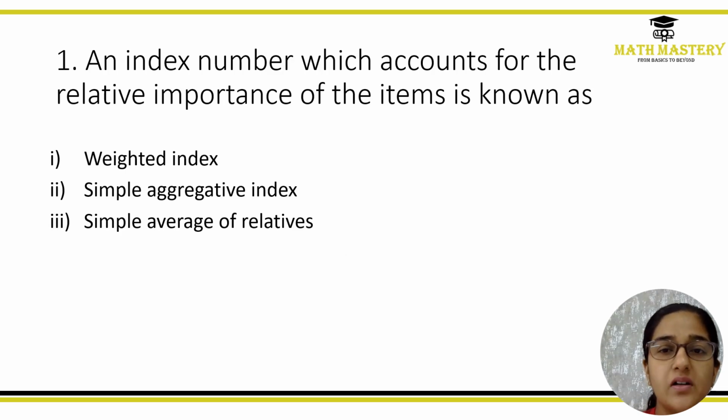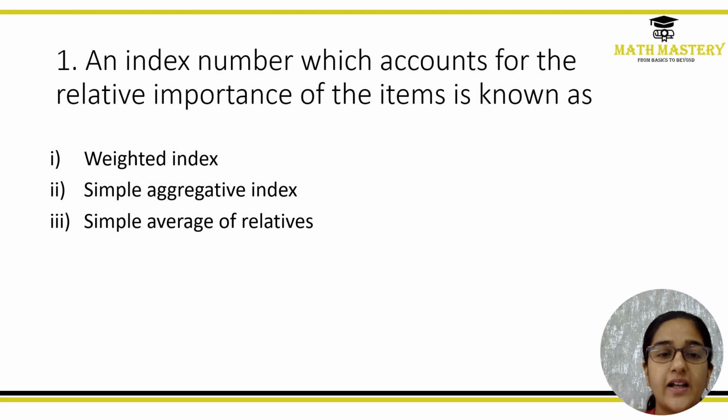An index number which accounts for the relative importance of the items is known as. So whenever the relative importance of items is taken care of, then that index number is either a weighted aggregative index number or a weighted relative index number. So the correct option is 1, weighted index.